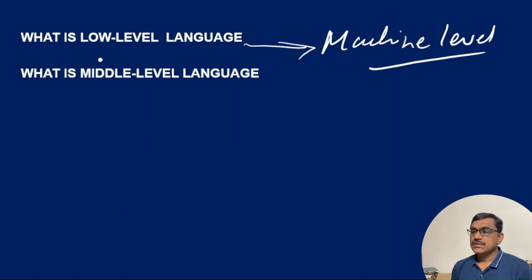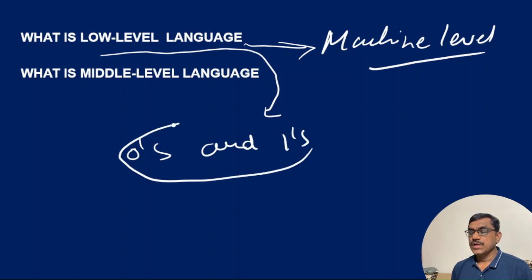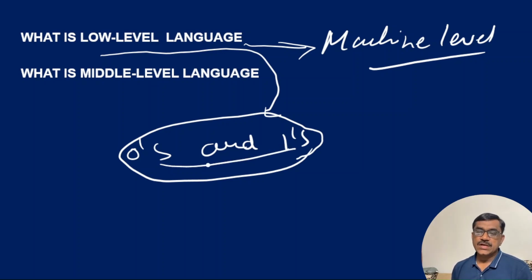But if you want to write a program in low-level language, you should learn how to write zeros and ones in the program. Everything you have to write in the form of zeros and ones. And the main difficulty is that writing everything in the form of zeros and ones is very difficult.